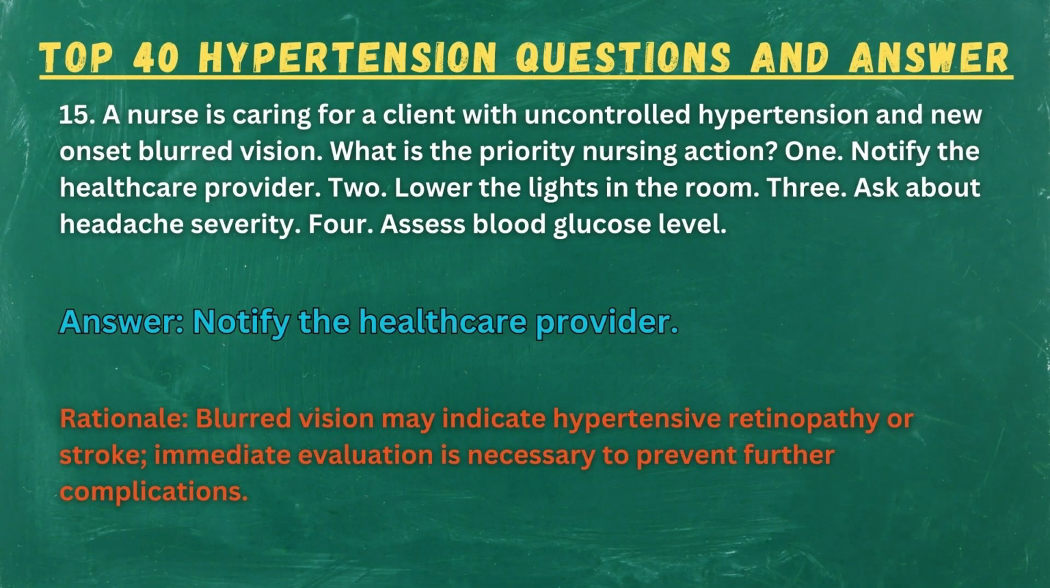15. A nurse is caring for a client with uncontrolled hypertension and new onset blurred vision. What is the priority nursing action? 1. Notify the healthcare provider. 2. Lower the lights in the room. 3. Ask about headache severity. 4. Assess blood glucose level. Answer: notify the healthcare provider. Rationale: blurred vision may indicate hypertensive retinopathy or stroke. Immediate evaluation is necessary to prevent further complications.